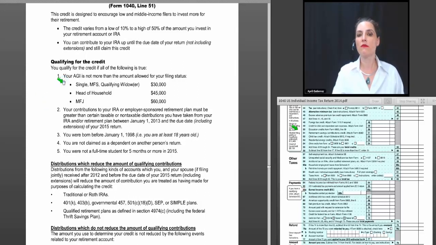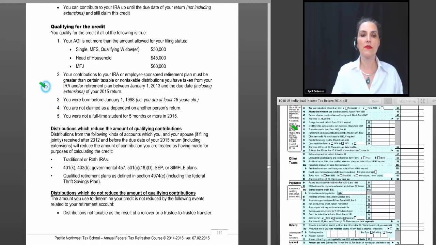Your AGI is not more than the amount shown for your filing status. For single, married filing separate, and qualifying widow, that amount is $30,000. For head of household, it's $45,000, and for joint filers, it's $60,000. Also, the contributions to your IRA or employer-sponsored retirement plan must be greater than certain taxable or non-taxable distributions that you have taken from your IRA or retirement plan between January 1, 2013 and the due date, including extensions, of your 2015 return. Also, you must have been born before January 1, 1998. That means you are at least 18 years old.